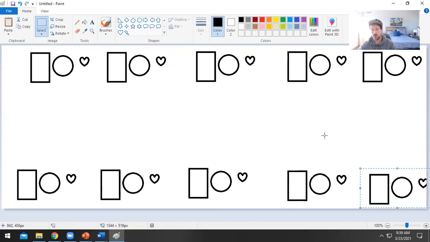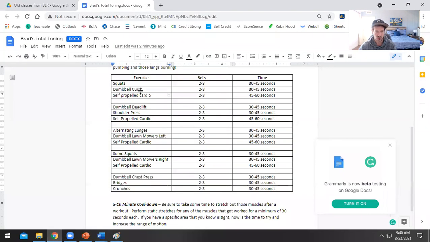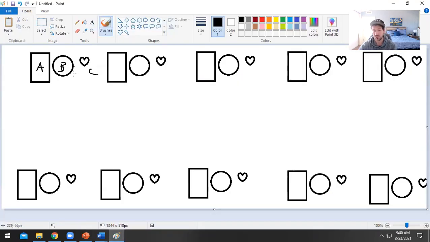So I'd set up like 10 stations like this, right? And you would have person A on this first one, so that'd be A, and then this would be B, and then this would be C. The mat is where you would do, let's see, what do I got in this routine that we just built? Maybe the mat is where you do your body weight squats, and then the other person's doing dumbbell curls here.